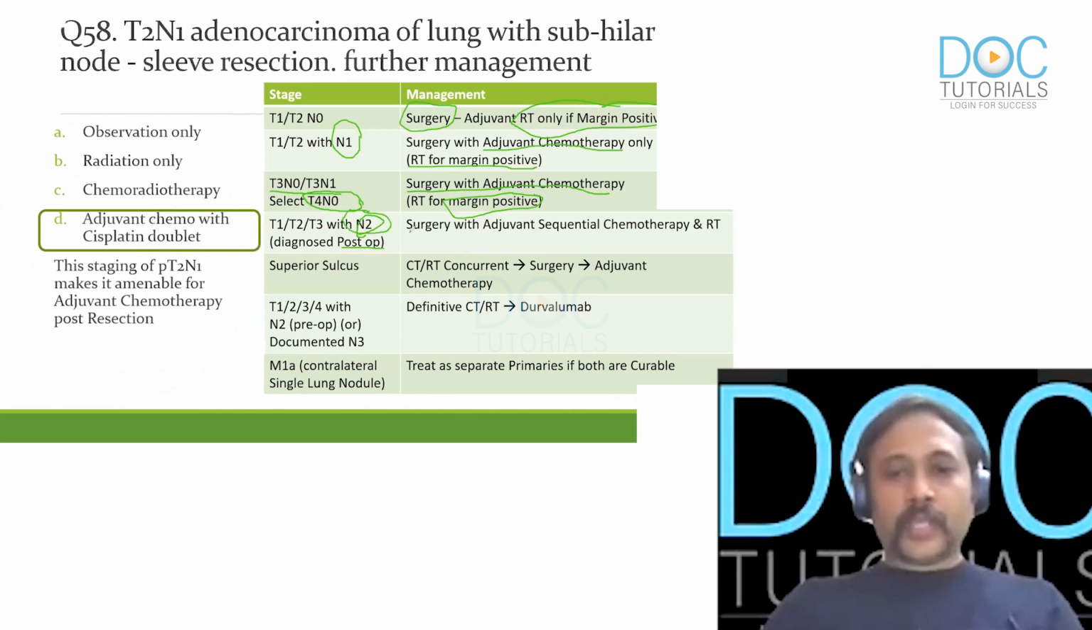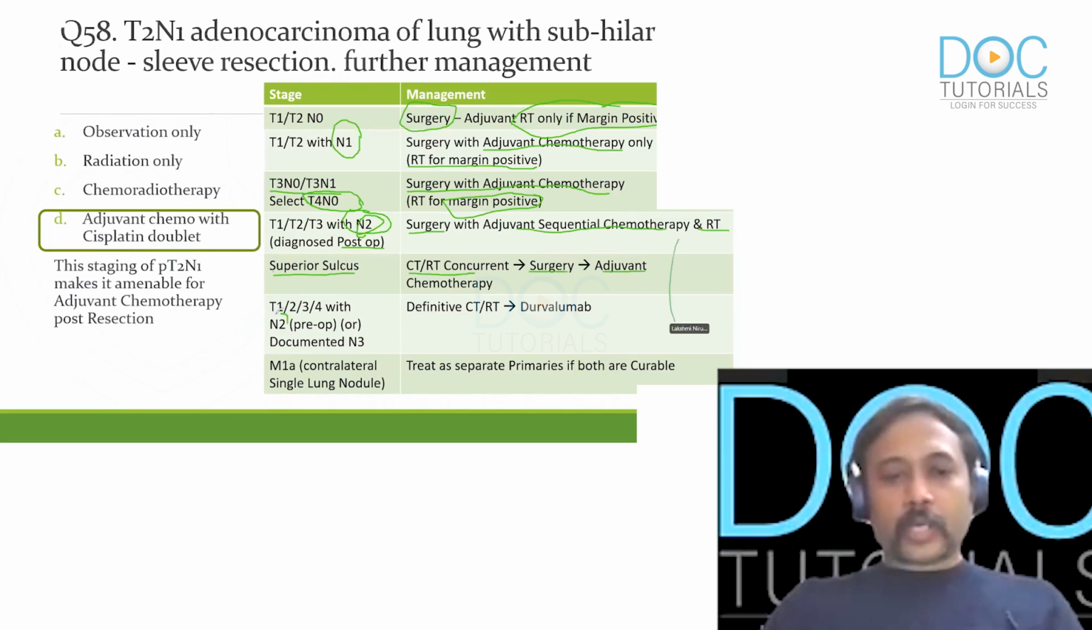When this is found, then you have to go for surgery, adjuvant sequential chemotherapy, and radiation. It is not concurrent chemotherapy. Here you give sequential chemotherapy with your radiation. When you have superior sulcus tumors, usually the management is going to be concurrent chemoradiation, and then you go for surgery, and then you give your adjuvant chemotherapy. So that is the sequence of how you will time your therapy.